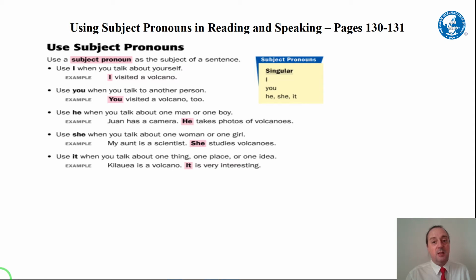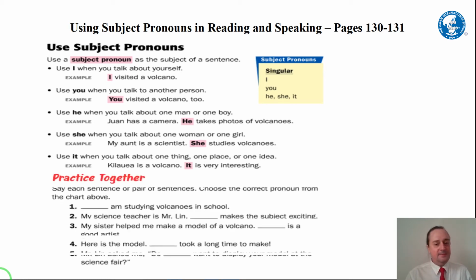Singular subject pronouns include I, you, he, she, and it. You know that, of course. Okay, so let's practice. Take 2 minutes, look at the sentences 1, 2, 3, 4, 5, and use the correct subject pronoun to complete the sentence.